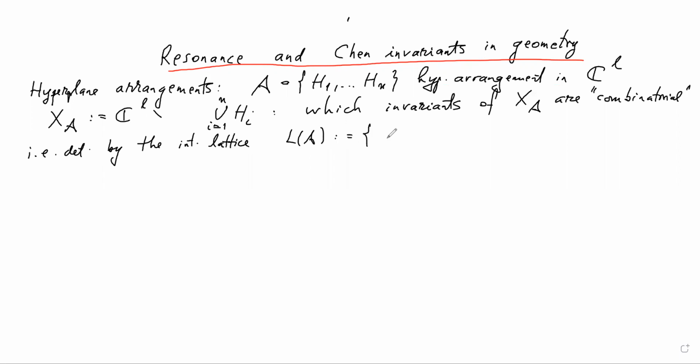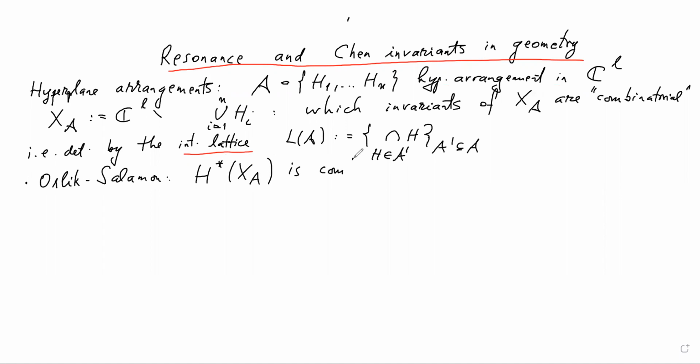You retain all the intersections of the hyperplanes, where A prime is a subset of A. This is the combinatorics, so to say. This is a theory which has been going on for 50 years or so, and there are a number of important results. For instance, one important result is due to Orlik and Solomon, which says that the homology is combinatorial, or matroidal. Not only that, they put forward an algorithm describing entirely the homology.